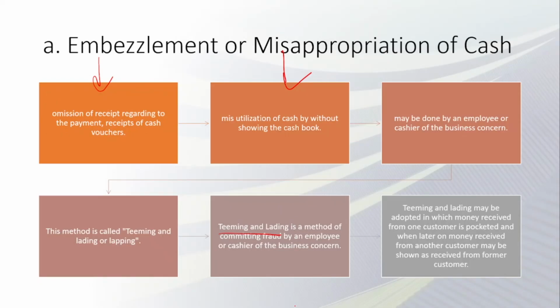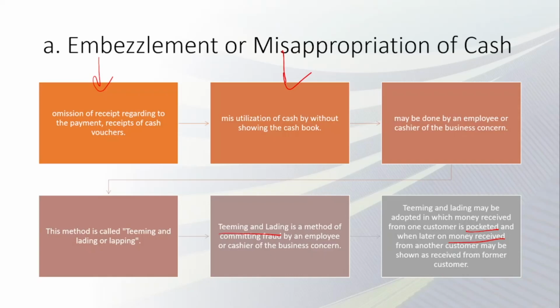The frauds done by an employee or cashier are known as teeming and lading. Teeming and lading may be adopted, in which money received from one customer is pocketed, meaning they put it in their own pockets, and later, when another customer pays, they show that it is the money received from the first customer.